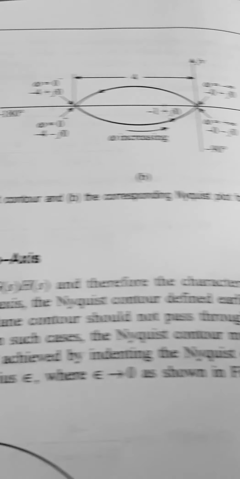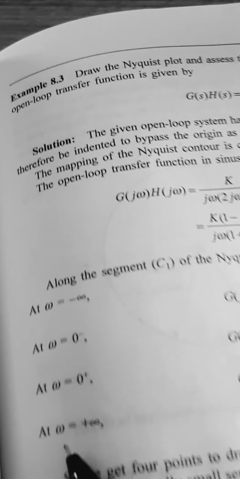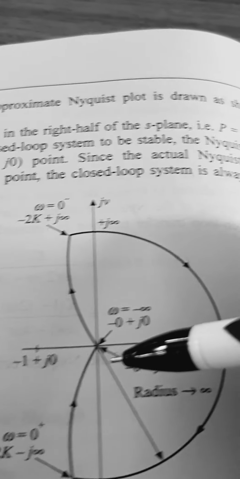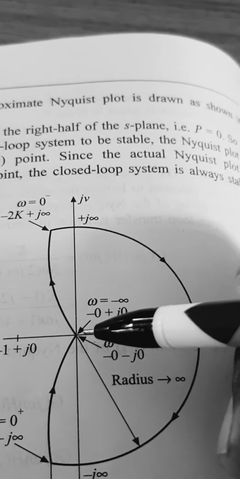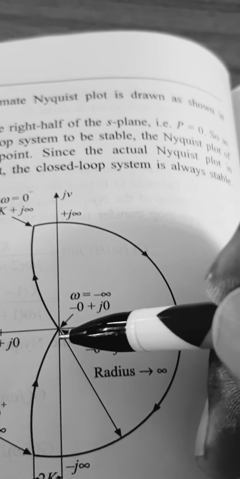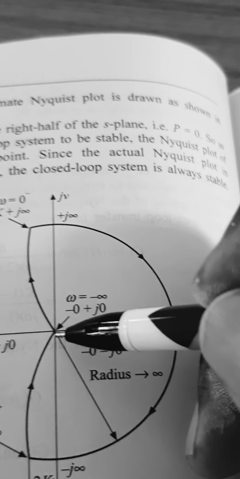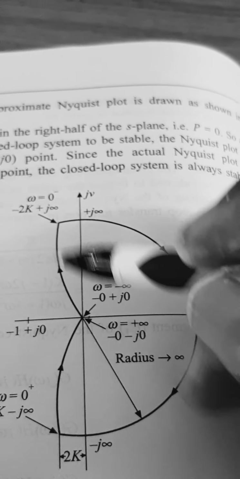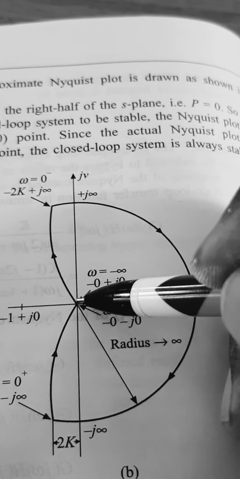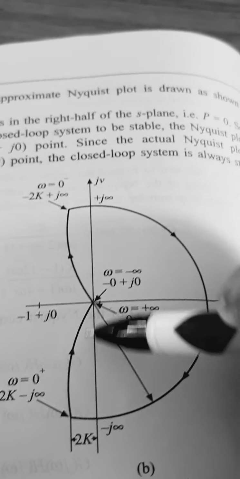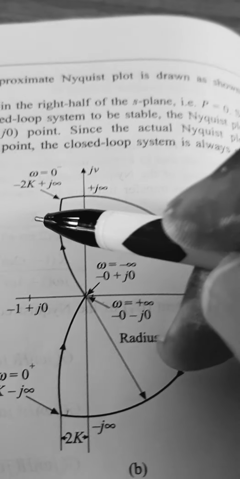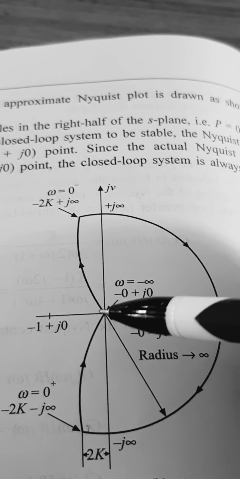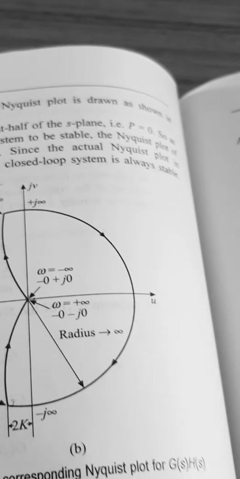When omega is equal to plus infinity, you are getting the point minus 0 minus j0. Minus 0 means this side, and minus j0 means it will come in the third quadrant, very near 0. So you get one point here just in the second quadrant, then one point here, then the continuation, the next point here, and the next point here. Now we need to draw it.